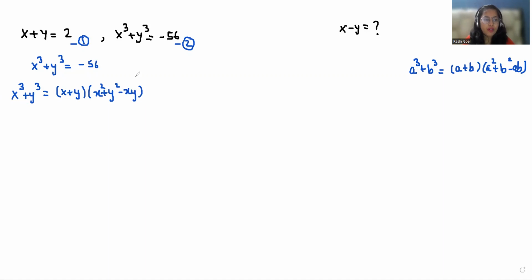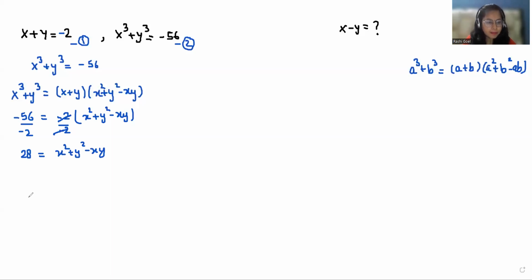So in place of x cube plus y cube, we can use equation number 2 and replace this with -56. It's equal to, and x plus y is -2, so we can replace this by -2, and in brackets x square plus y square minus xy. Now I'm going to divide both sides by -2. So it becomes 28 is equal to x square plus y square minus xy. We divide 56 by 2.